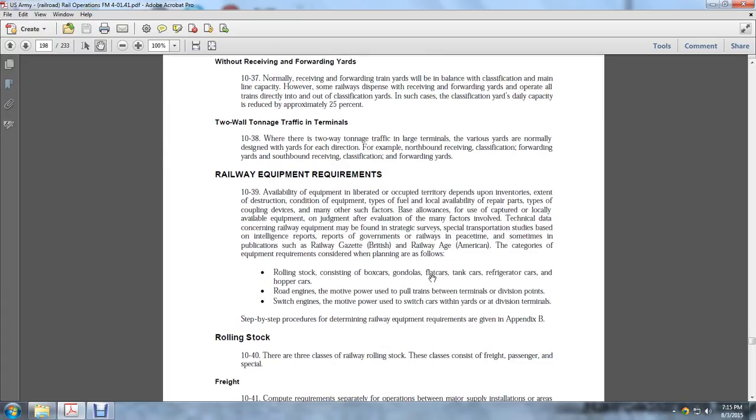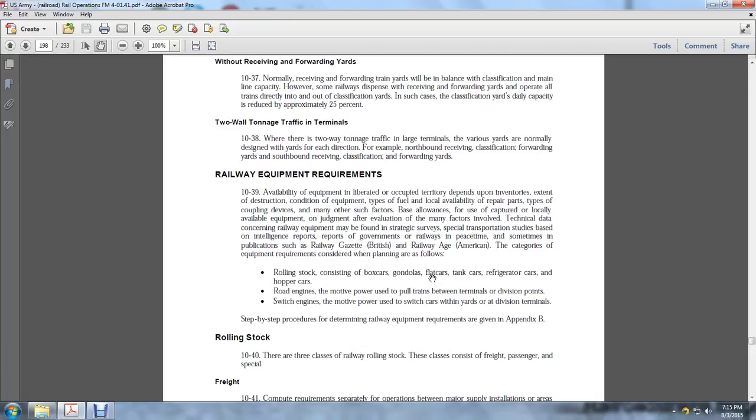Railway equipment requirements. The available equipment liberated in the occupied territory depends on the inventory, the extent of destruction, the condition of the equipment, the type of fuel, the local availability of repair parts, the type of coupling devices, and many other such factors. Base the allowance for the use of captured local equipment on these and other main factors involved, judged after evaluation.